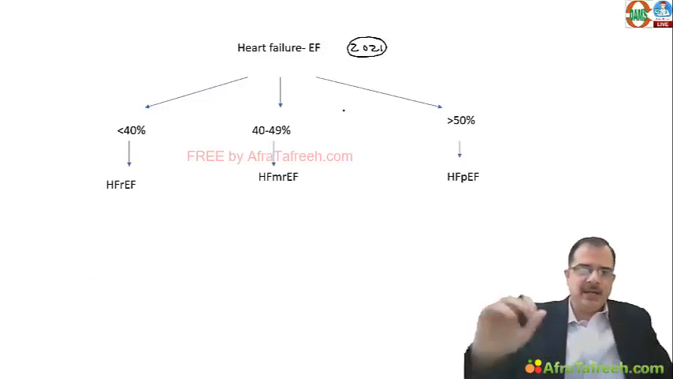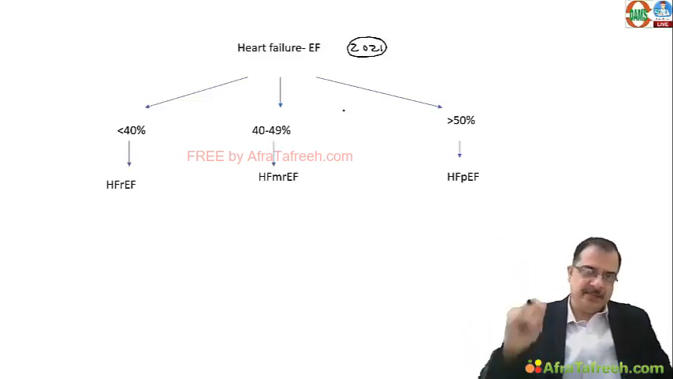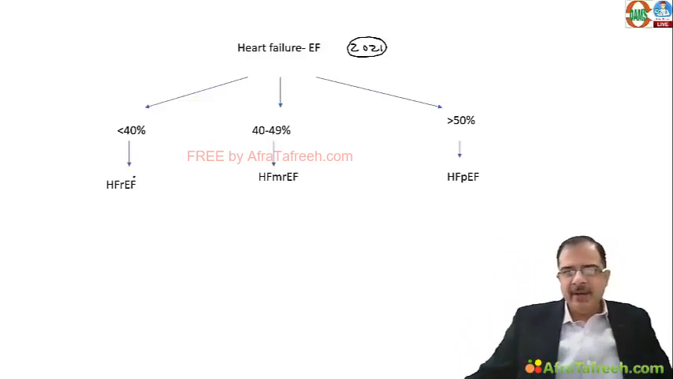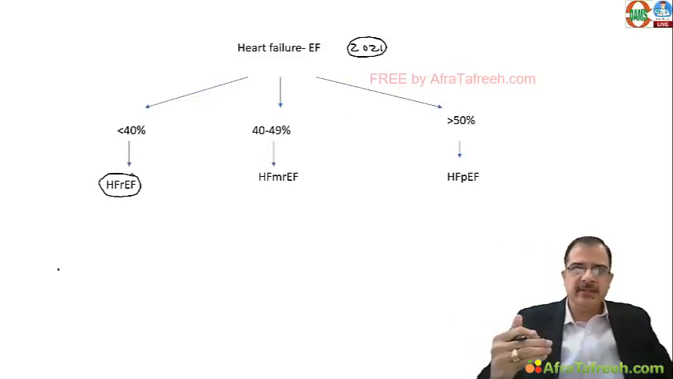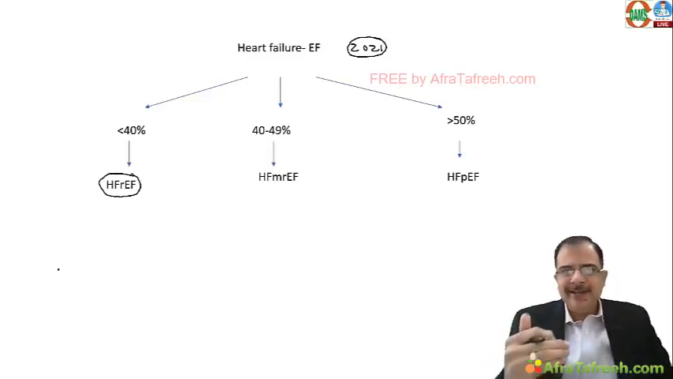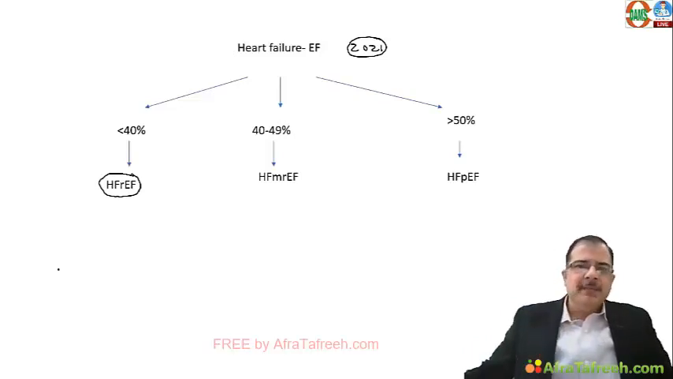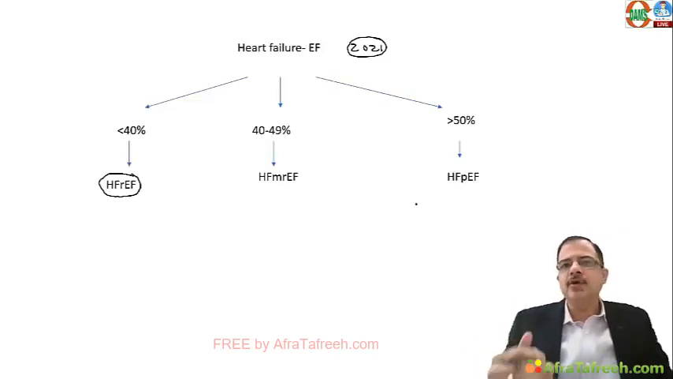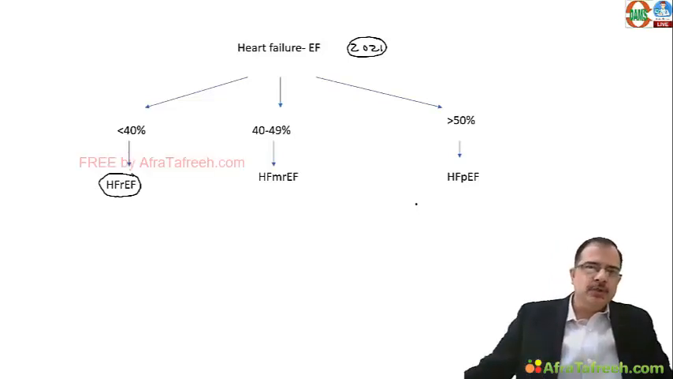So this is the classification of heart failure, in which the treatment for heart failure with reduced ejection fraction has solid indications for drugs to be given. They prevent mortality. But the guidelines for mildly reduced and preserved ejection fraction are not so well developed. So most of the questions you get are from heart failure with reduced ejection fraction.